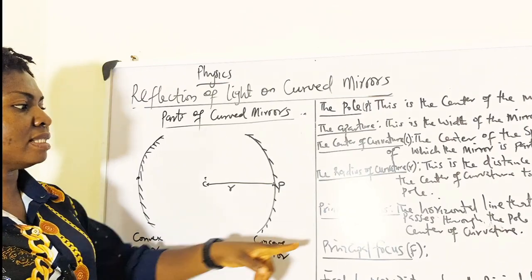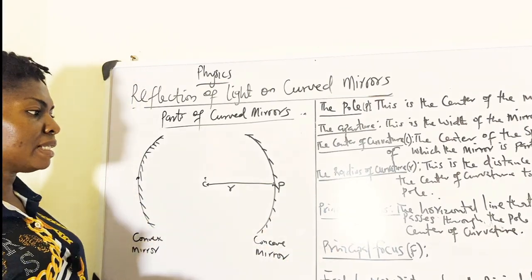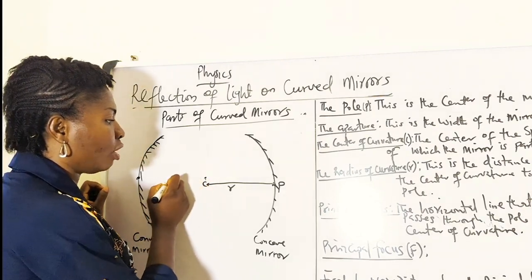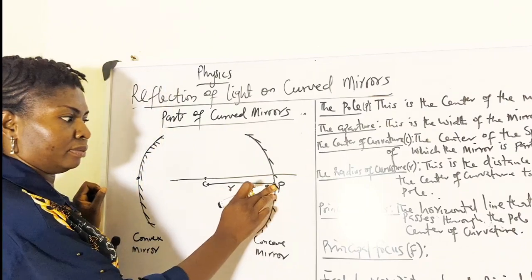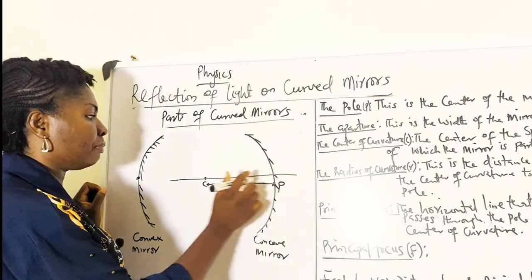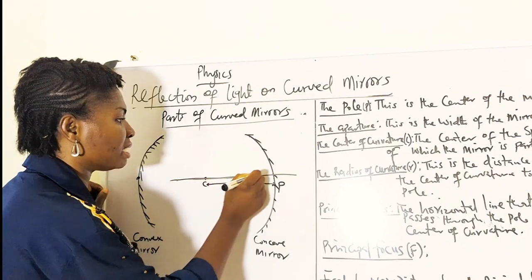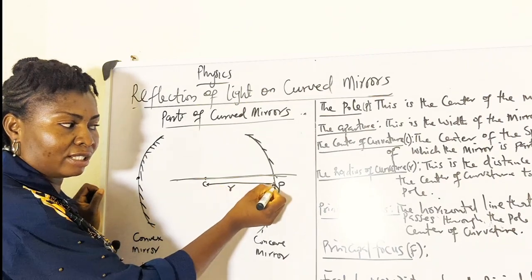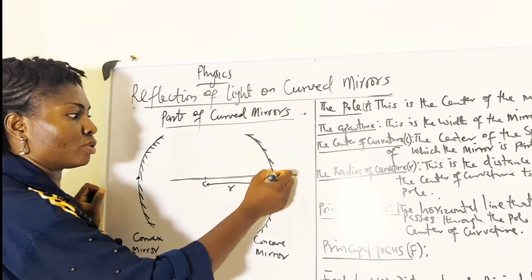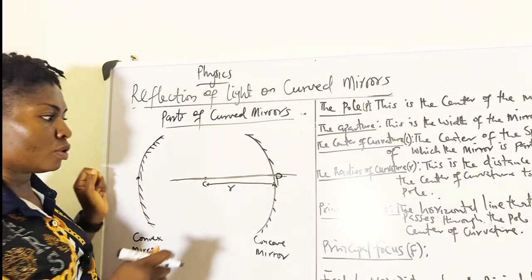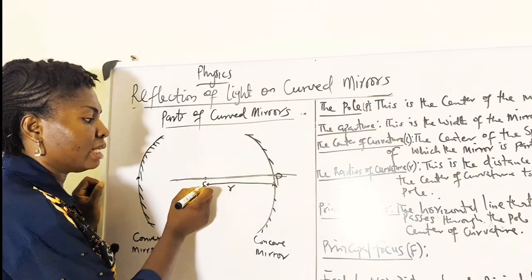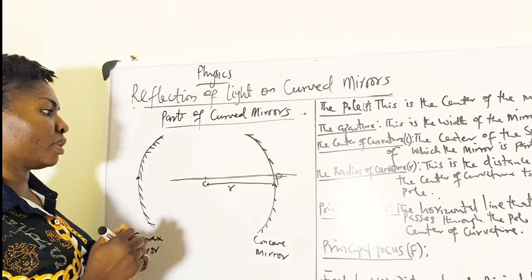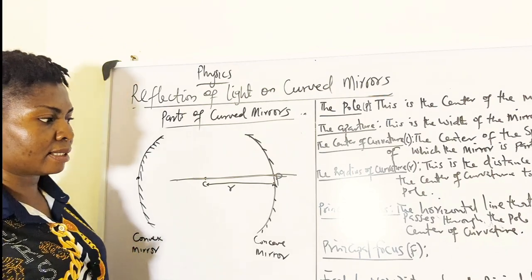The next one is the principal axis. The principal axis is a horizontal line that runs from the center of curvature to the pole of the mirror. I'm not drawing it on this side because I have used this side to illustrate the radius of curvature, so I will put my P here. The horizontal line that runs from the center of curvature through the pole of the mirror is called the principal axis.